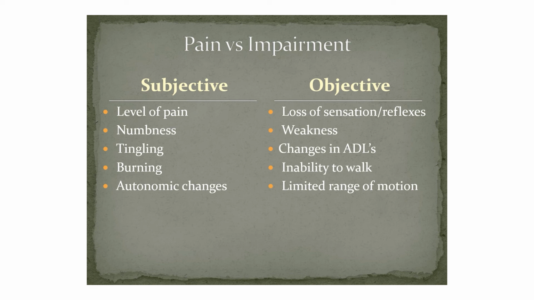On the other side, the objective side, we're looking at more measurable and demonstrable things that have changed. Specifically, has the person lost sensation or has their reflexes become dull? Do they have weakness in their arms and their legs? Have they had a change in their ability to do what's called activities of daily living? Can they just not do day-to-day things like prepare meals or do the laundry?